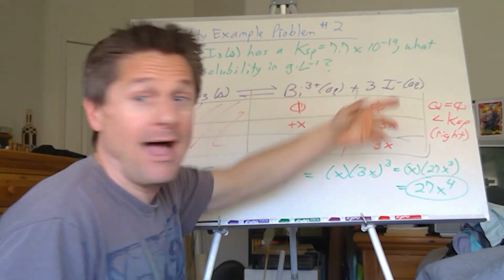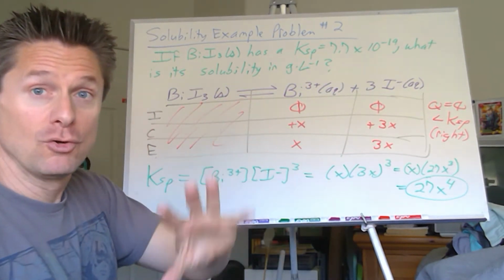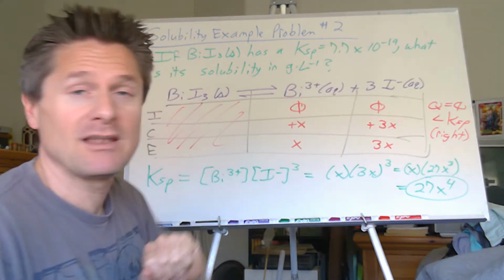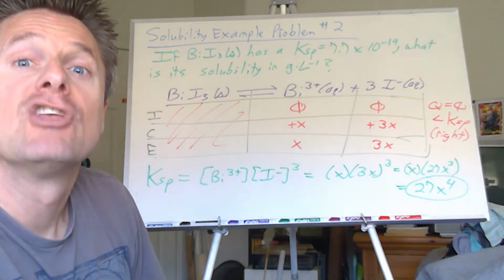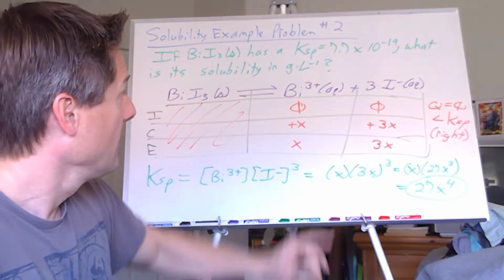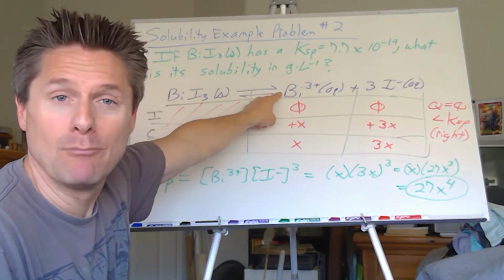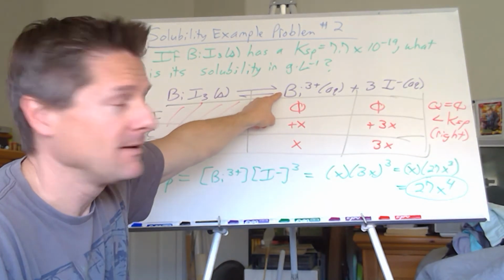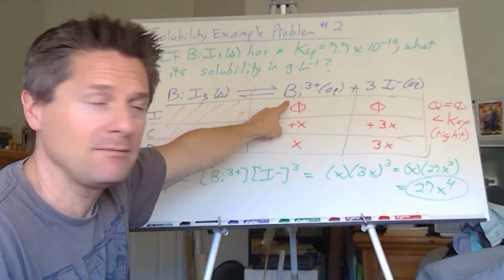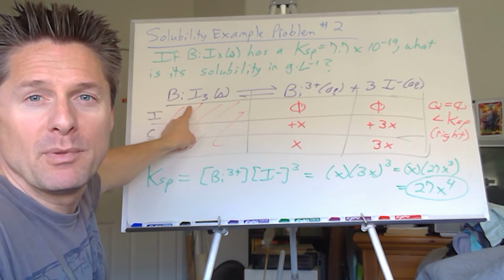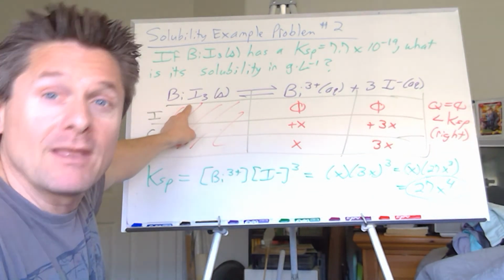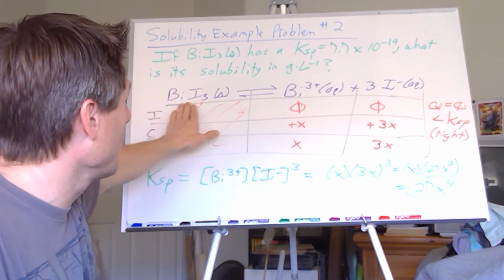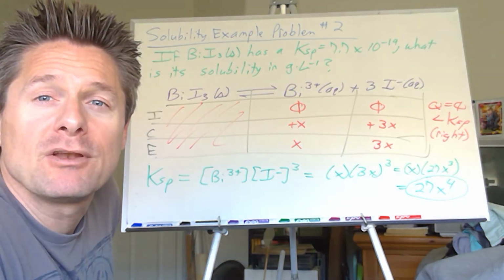I've run out of room on my board, so you go ahead and do it. Take 7.7 times 10 to the minus 19 equals 27x to the 4th. Solve for x. X is the molar solubility of the bismuth ion. Can you go 1 mole of bismuth ion to 1 mole of the bismuth iodide precipitate? That gives you the molar solubility. Then multiply by the molar mass. That'll give you grams of BiI3 solid per liter of solution.